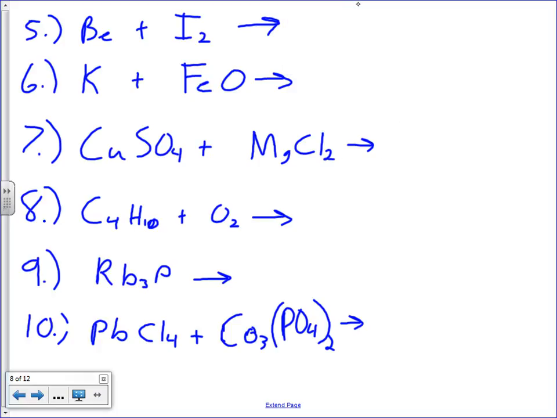All right, let's have a look at our first one here with beryllium and iodine. What kind of reaction is that going to be? Synthesis reaction. So what are beryllium and iodine going to do? They're going to go together. So beryllium with iodide. Beryllium is a +2. Iodine is a -1.